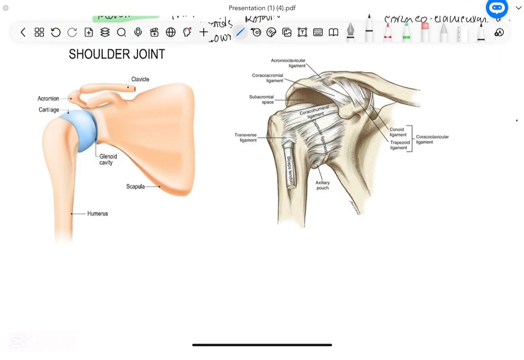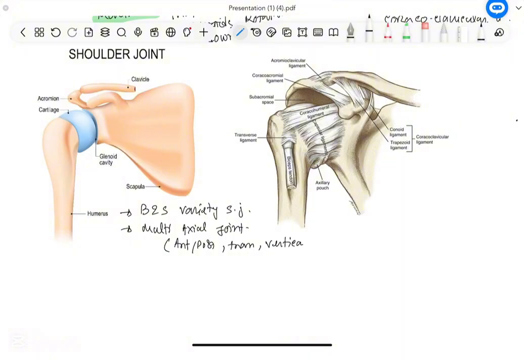Now, I am going to describe the shoulder joint. The shoulder joint is a ball and socket variety of synovial joint, and we can also say a multi-axial joint. Why multi-axial joint? Because it can move in different axes. What are the axes? Anteroposterior axis, then transverse axis, then vertical axis. Axis-wise movements can take place.